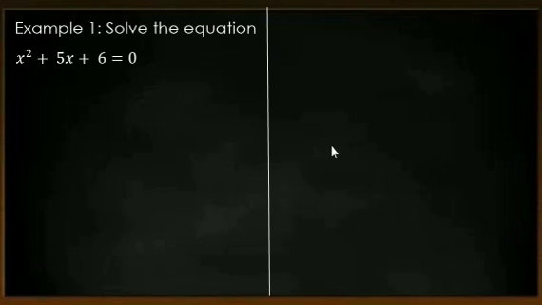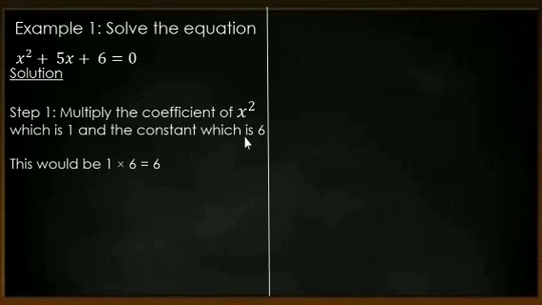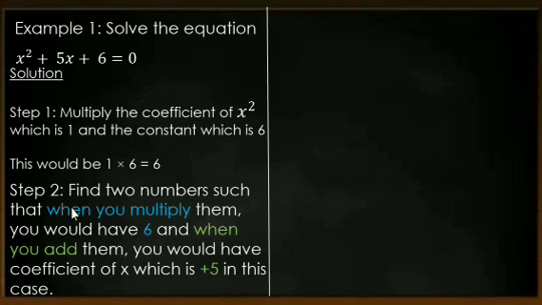Okay, as an example, let's solve this equation. x squared plus 5x plus 6 equals 0. The first step is to multiply the coefficient of x squared, which is 1, and the constant, which is 6. So by multiplying 1 and 6, we would have 6 as our answer. So step 2 is to find 2 numbers such that when you multiply them, you would have this 6 which you have gotten. And when you add them, you would have the coefficient of x, which is plus 5 in this case.